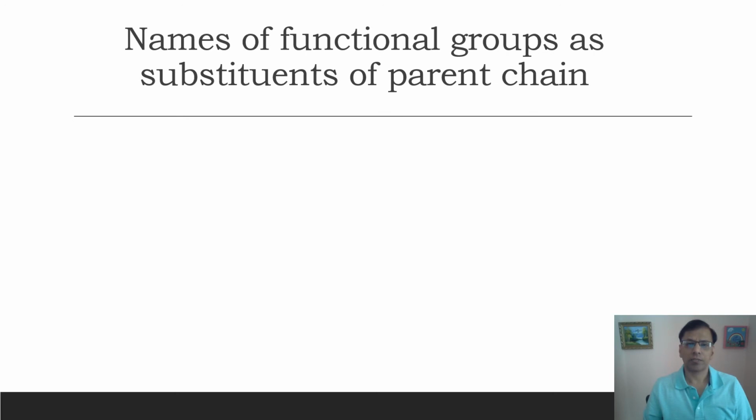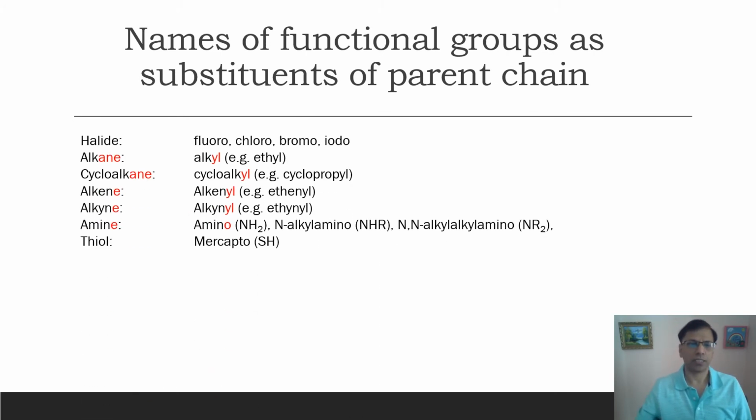So let's look at some of the functional groups which can be substituents on the parent chain. As mentioned, you have the halides, fluoro, chloro, then you can have the alkyl like ethyl, methyl, or it can be a ring like cyclopropyl, or it can be a double bond like ethenyl, or a triple bond, or amino group, or a thiol group. In case of thiol group, when thiol group is the substituent, it's called the mercapto group.